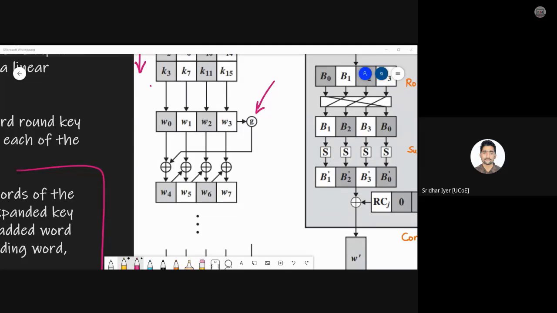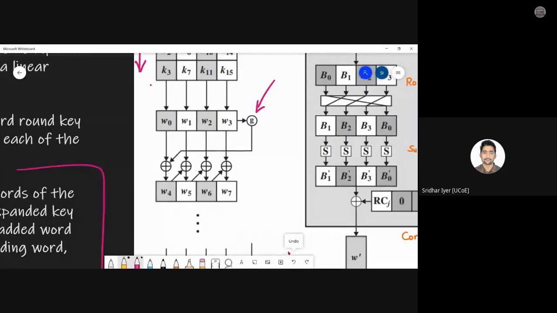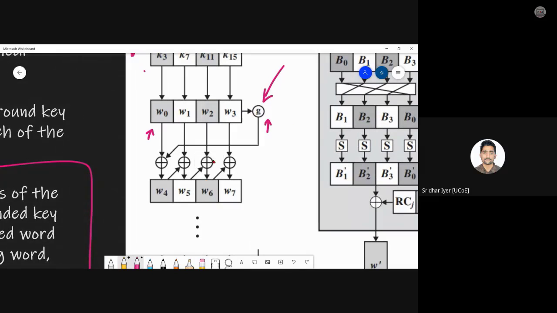Okay, fine. So what I was saying is, you can simply see this diagram. It is nothing but very simple. W4 is calculated with the help of W0 and the output of g. Am I clear? So whatever the output of g is, that will be XORed with W0 and you will get the answer as W4. Clear enough? Yes or no? Similarly, as you know, for finding out W5, it will be dependent on W1 and W4. Yes or no?